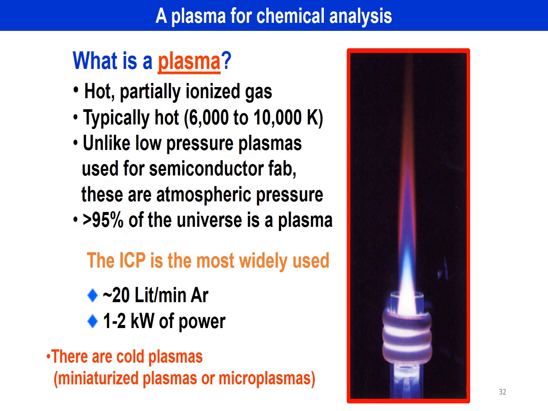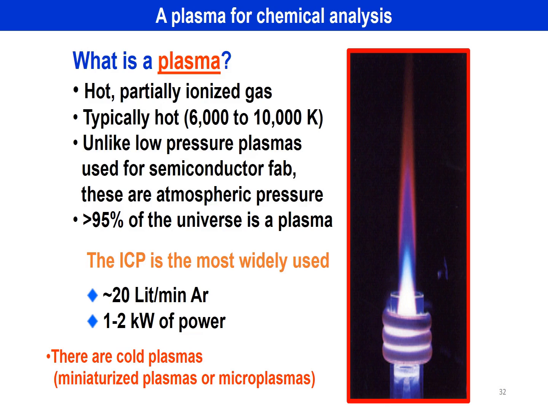This is the plasma that's being formed on top of a torch. This is about 20 millimeters in actual size. This coil here is where energy comes in, and this is the sample that's coming in from the bottom. This is the most widely used plasma, about 20 liters per minute of argon, 1 to 2 kilowatts of power, and they're hot plasmas. The miniaturized plasmas are cold plasmas, and they are of interest to this tutorial.